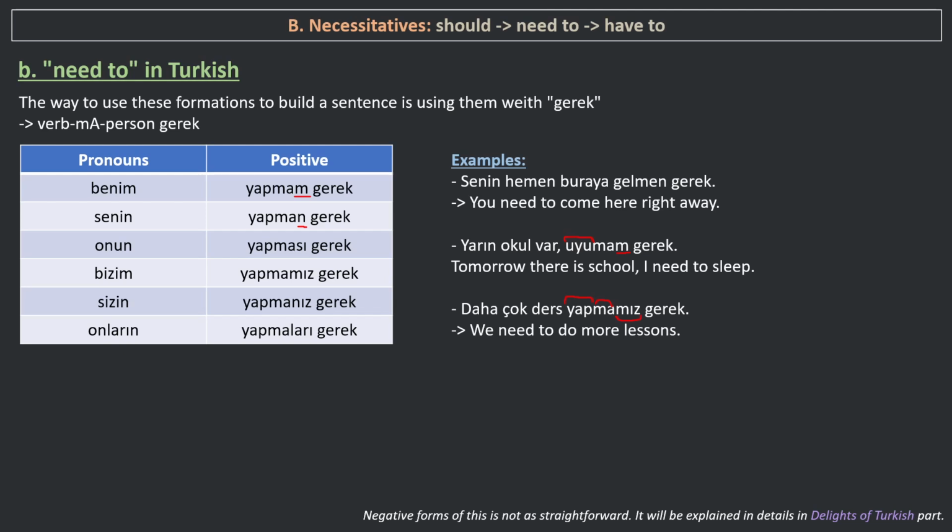Daha iyi insanlar olmak için yalan söylememiz gerek. You forgot the negative. I hope that's what you meant, Jasmine, because your sentence says, in order to be better people, we need to lie. So we need to lie or we need to not lie.